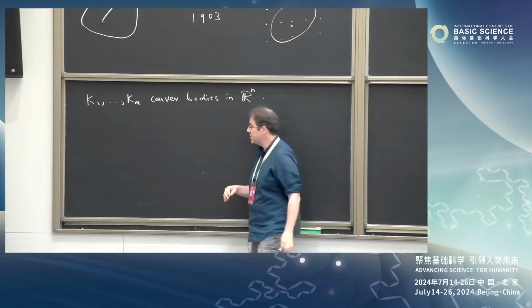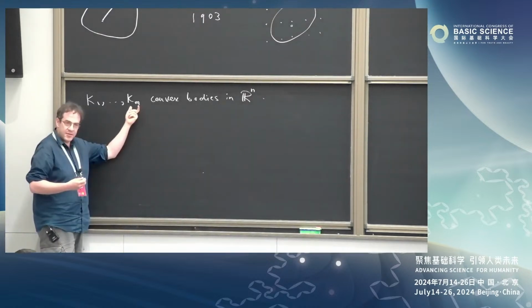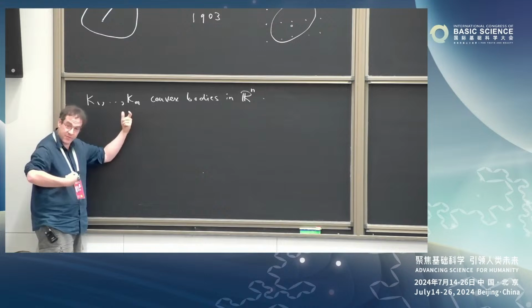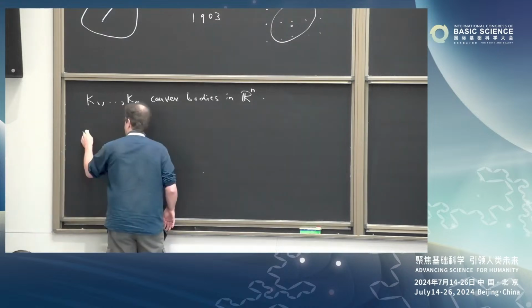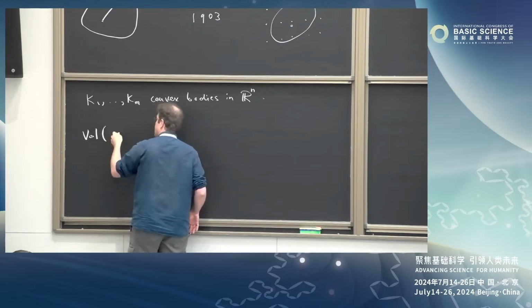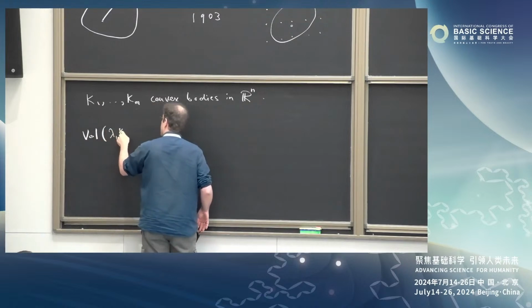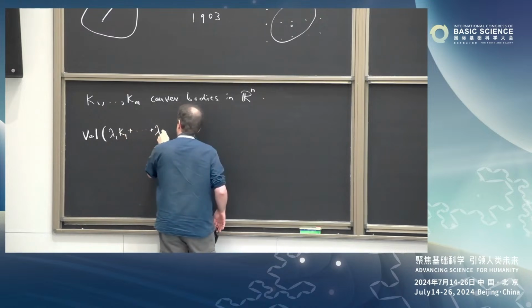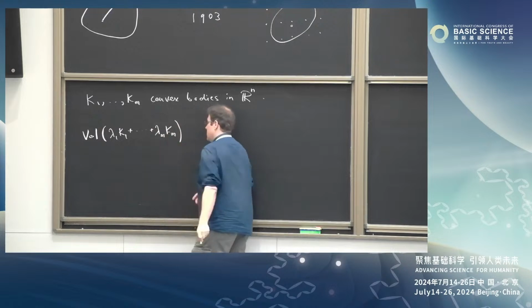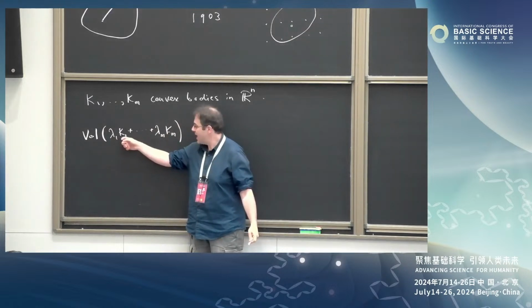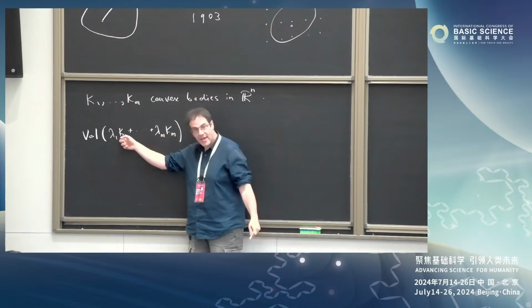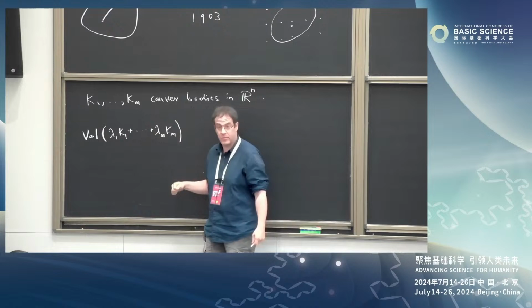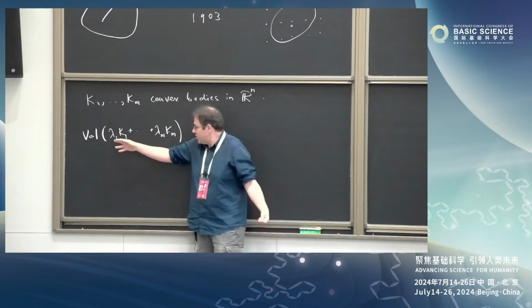Convex body, nothing fancy. The volume is a polynomial as a function of the convex set. The volume, let's plug in a linear combination of these sets: lambda 1 K1 plus lambda 2 K2 plus up to lambda m Km. So this is lambda 1 x1 plus up to lambda m xm, such that x1 is in K1, and so on. Of course, this is now an ordinary function of the coefficients.